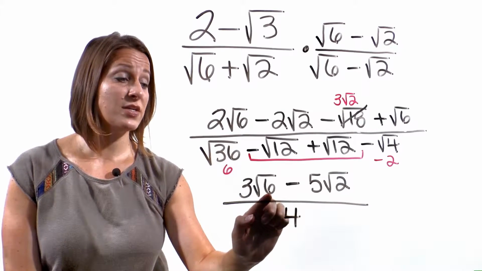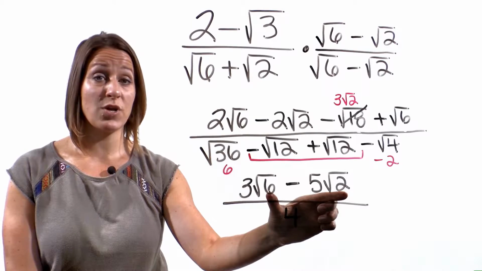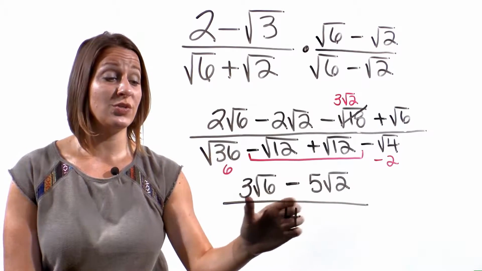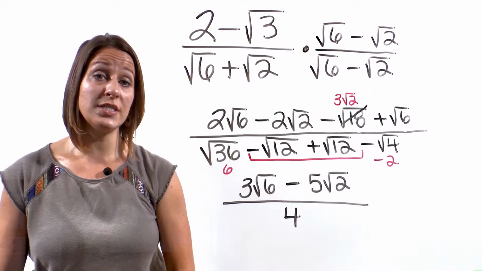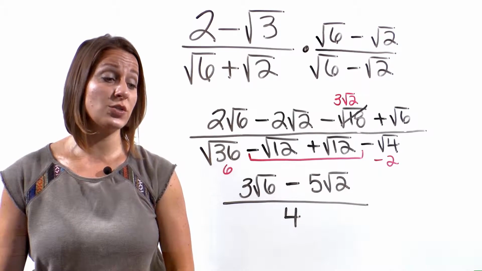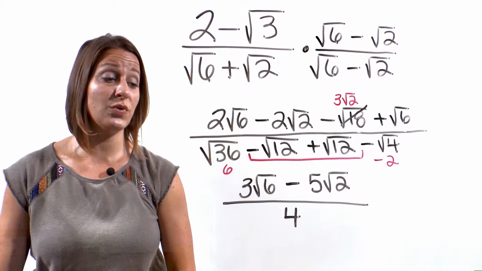And because the radical 6 and the radical 2 are not the same, we cannot do this subtraction problem in the numerator, so it has to stay just as it is. So the final answer to this problem is 3 square roots of 6 minus 5 square roots of 2, all over 4.